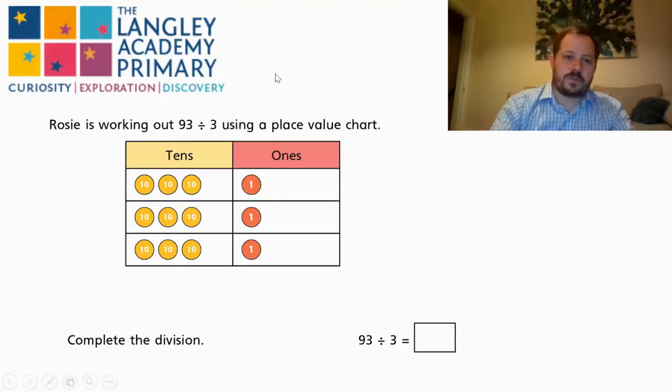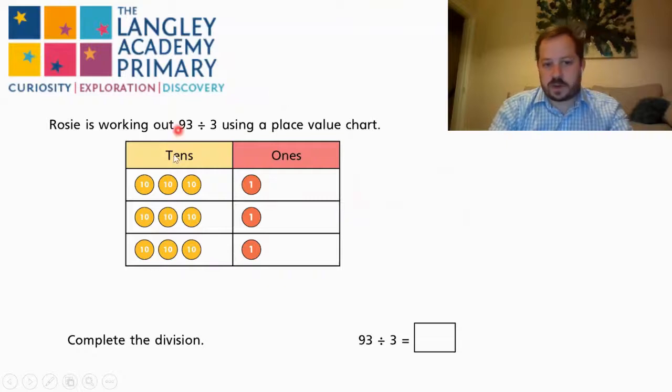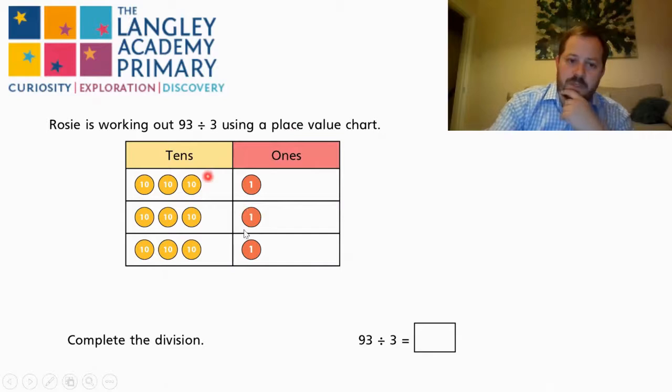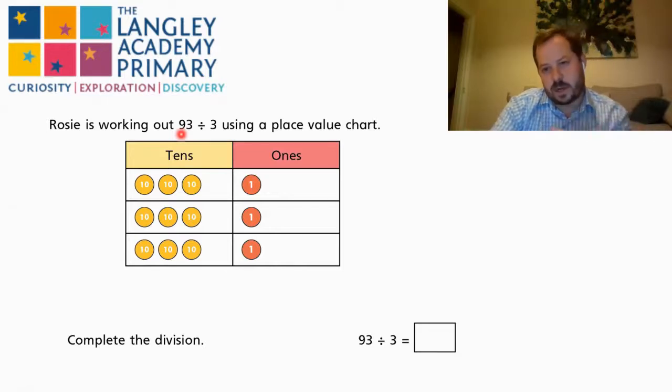Okay, so this model uses the framework of a place value chart, which we've got here, our 10s column and our 1s column. And actually the first step is to split your place value grid into the number of rows of the number you're dividing by. So I have 3 rows because I'm dividing by 3. Then I equally share my 10s and my 1s into those 3 rows. So the first thing is I do my 9 10s. We always start at the top and work our way down. I'll tell you why later.